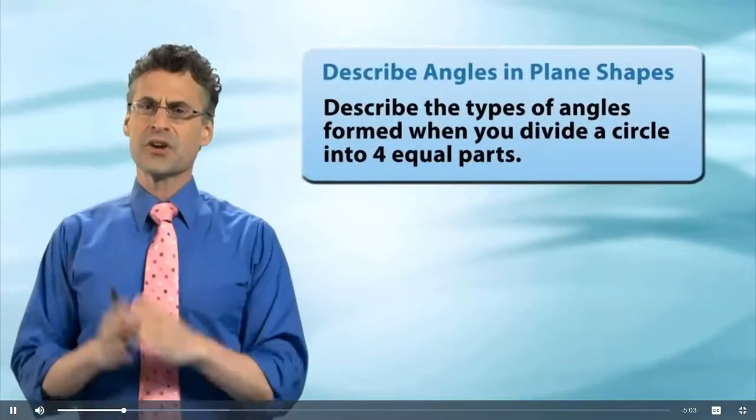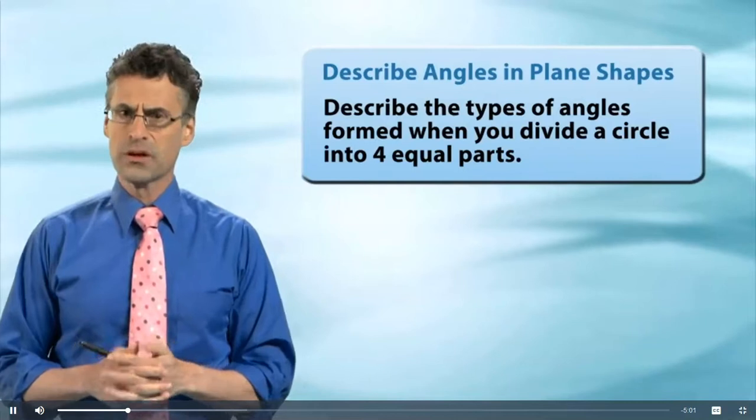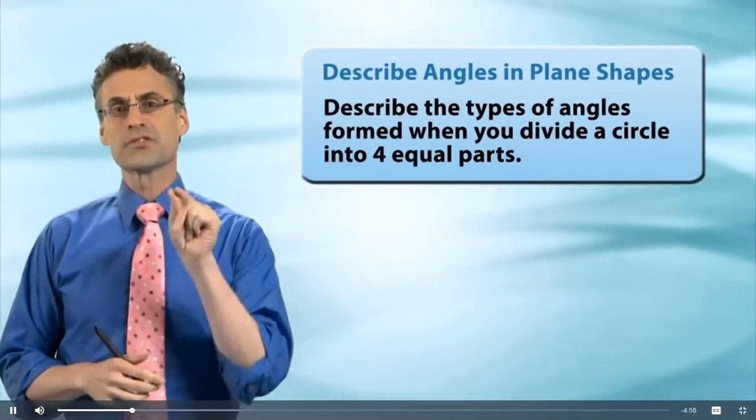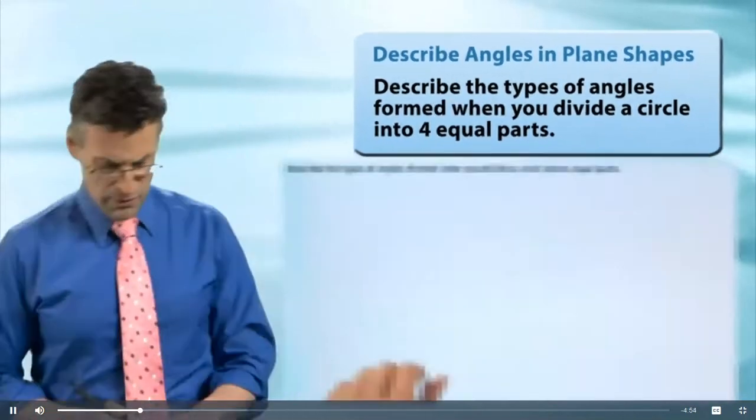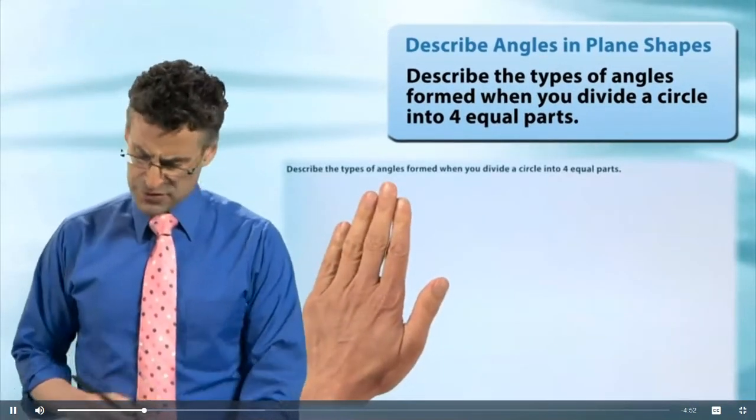So here's the riddle. The riddle is the following. Describe the types of angles formed when you divide a circle into 4 equal parts. 4 equal parts. Well, first of all, describe the angles formed.